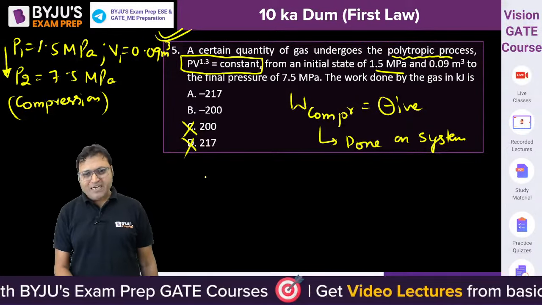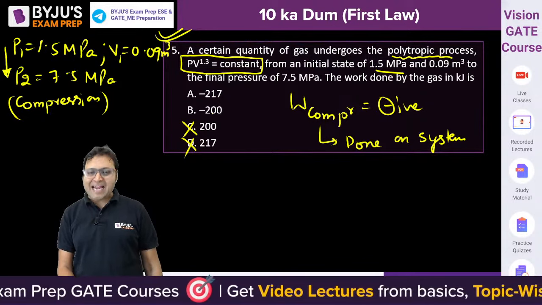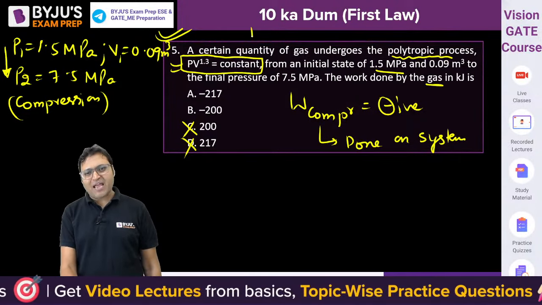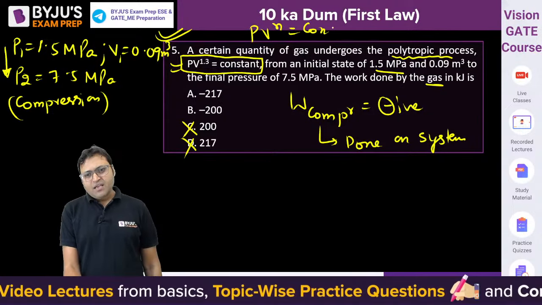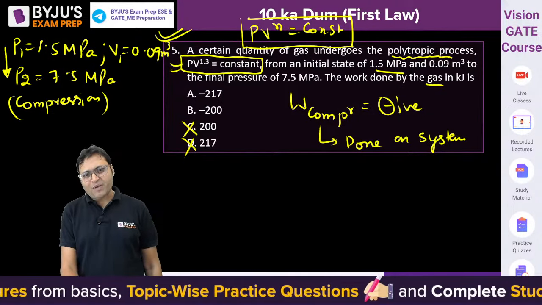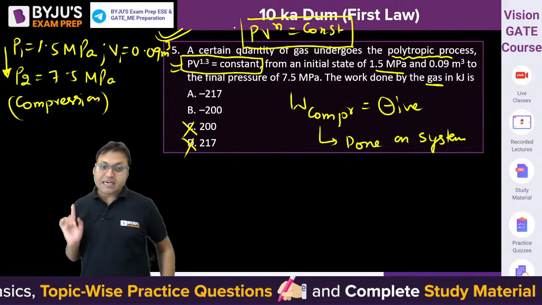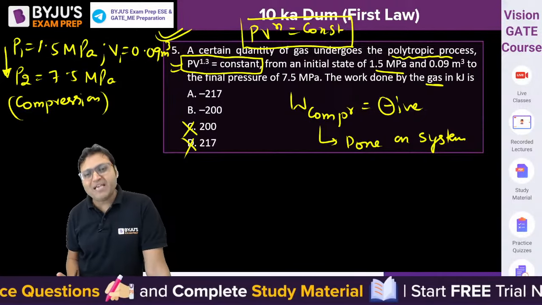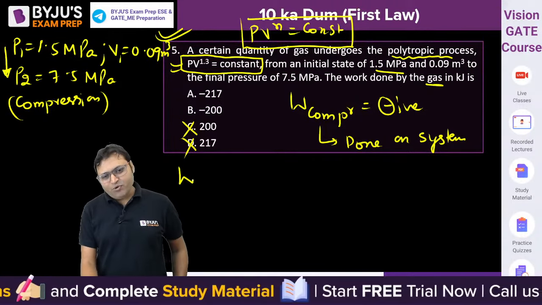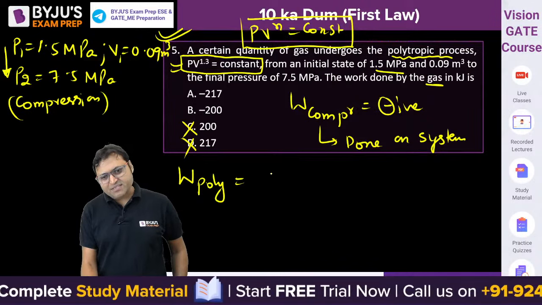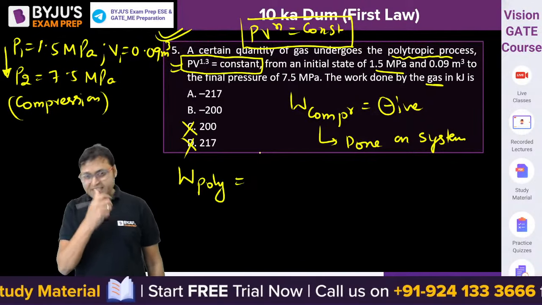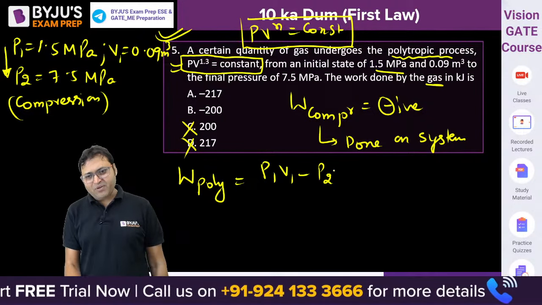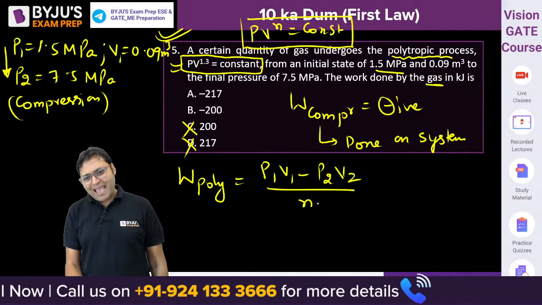Now, for a polytropic process undergone by an ideal gas system, the gas by default is an ideal gas, because PV to the power n equal to constant is the expression for a polytropic process undergone by an ideal gas. The polytropic process must be reversible and the system should be an ideal gas system. So W for a polytropic process in a closed system is P1 V1 minus P2 V2 upon n minus 1.